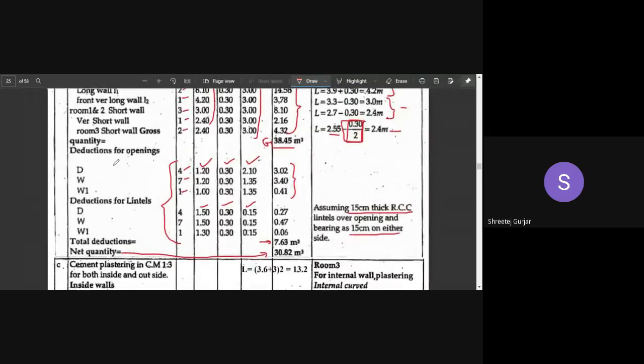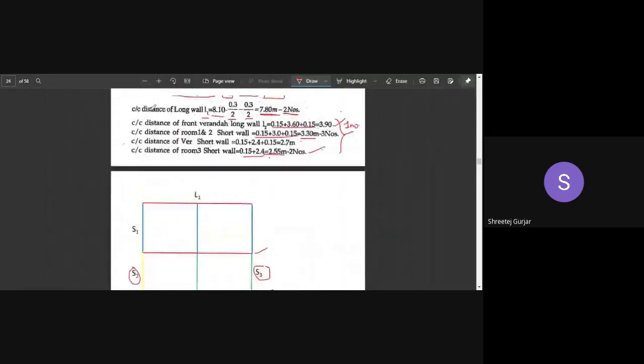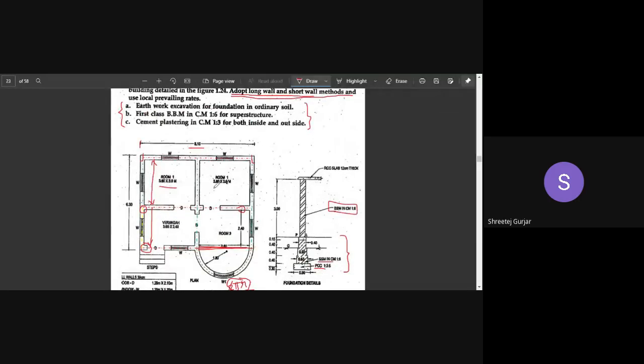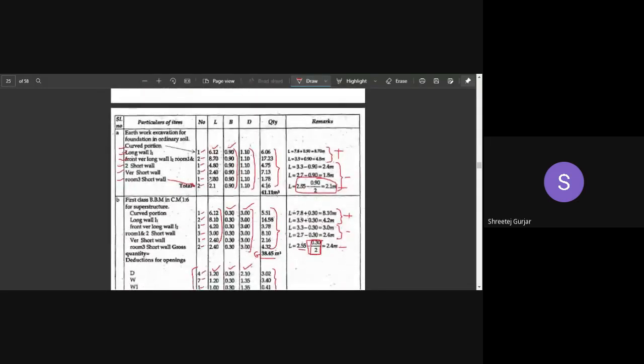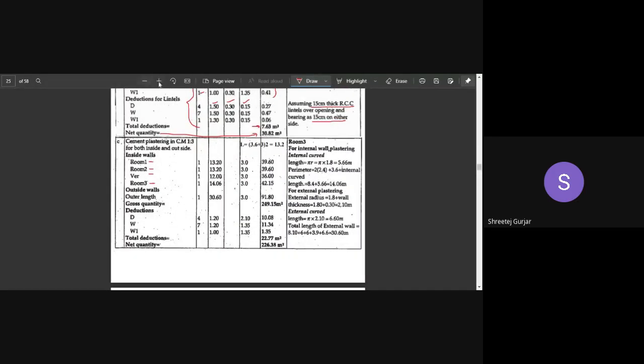Let me just scroll up. So this is your room 1, room 2, room 3, and your veranda. The inside part of all of this we need to plaster. So that is our inside plastering, which we will calculate first.